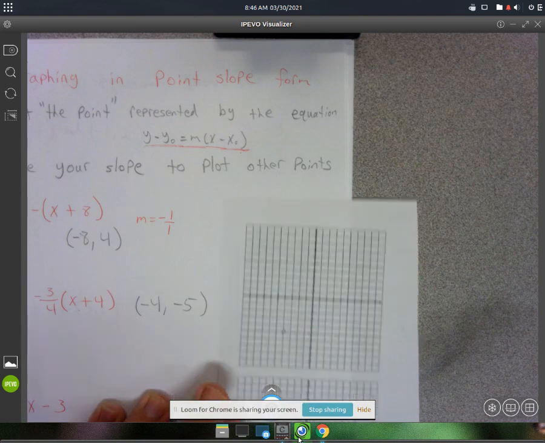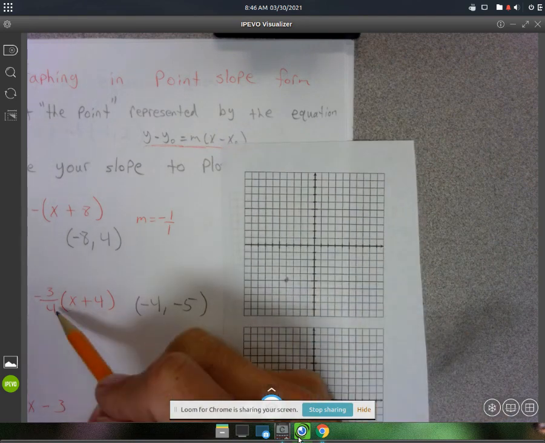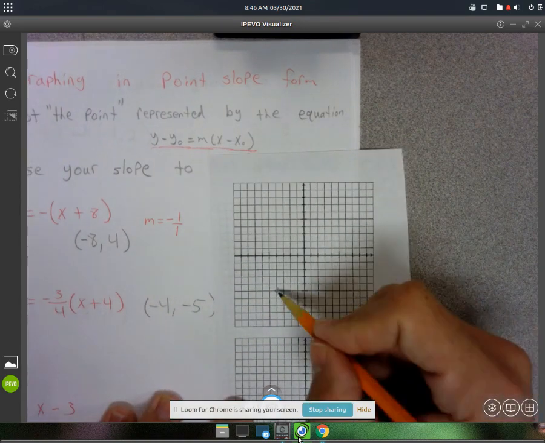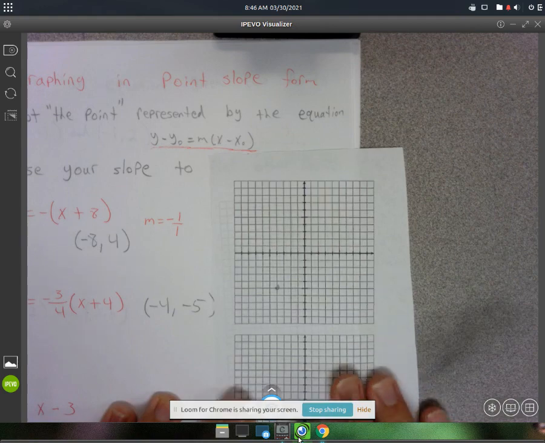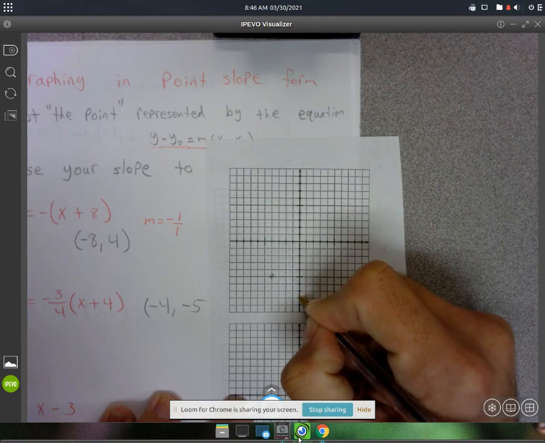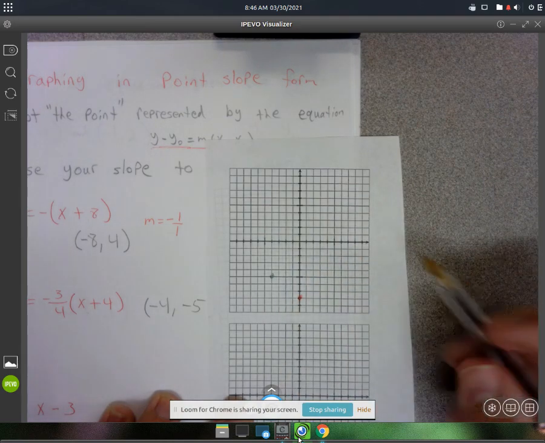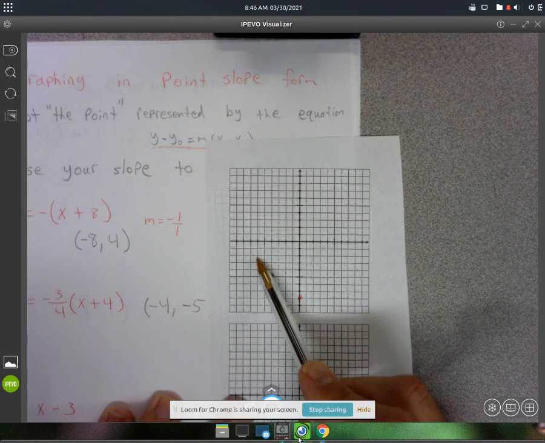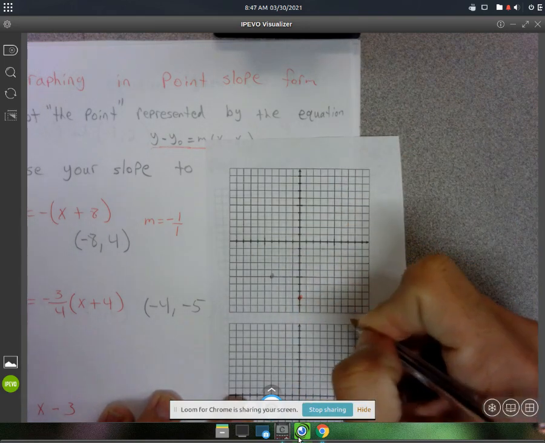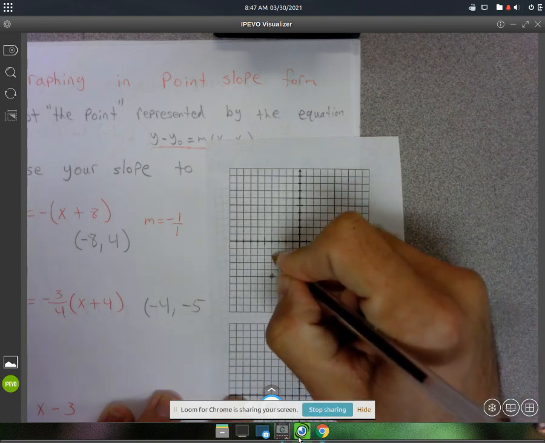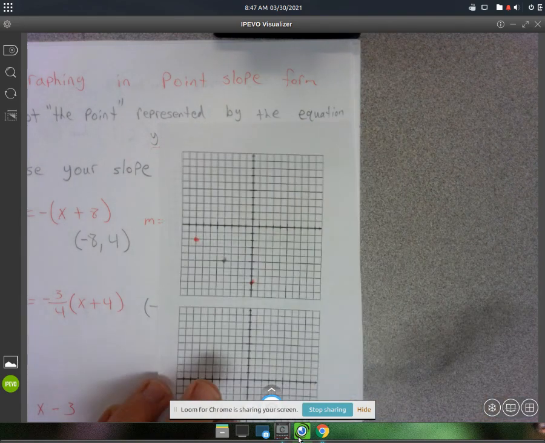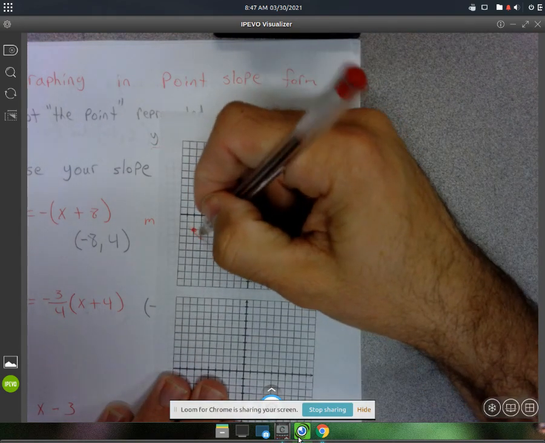All right, so there's my point, and my slope is again negative. It's -3/4. So from here, I'm going to go down 3 and over 4. So 1, 2, 3, 1, 2, 3, 4. There we go. Notice it is a negative slope, and my line is going to be negative. Be sure to pay attention to that. I can't go down 3 and over 4 more, so I'm going to go up 3. 1, 2, 3, and 1, 2, 3, 4 this way. There we go. Got it.